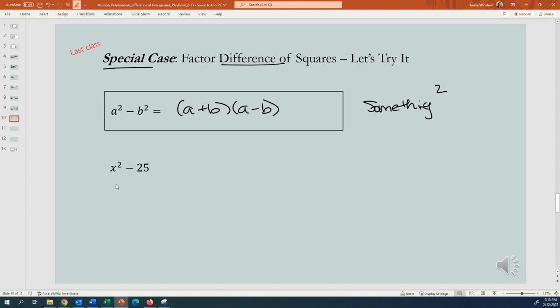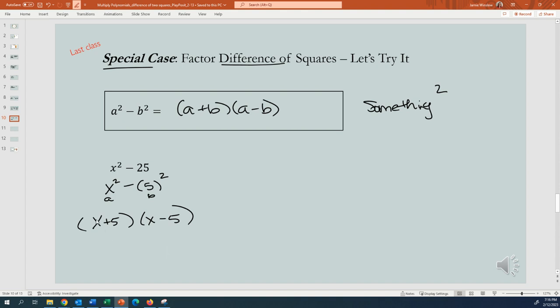So let's try this. We have x squared minus 25. Can we write 25 as something squared? Think about it. Grab your calculator if you need to. And you're probably thinking 5, right? Now look, this is a and this is b. So you just plug it into the formula. You literally just write x plus 5 and x minus 5. That's it. You're done. You factored it.